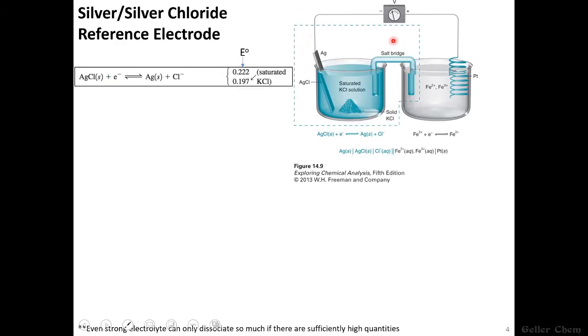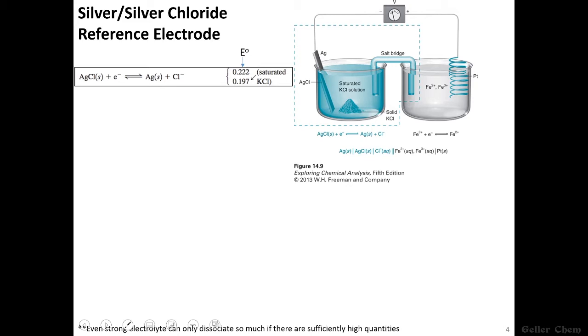So here's the electrode. A silver piece of metal coated with some silver chloride solid paste, presumably, dipped into a solution that is saturated with KCl, and so that's what this mountain is, that's solid KCl.